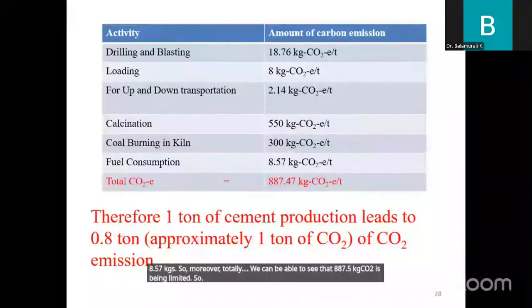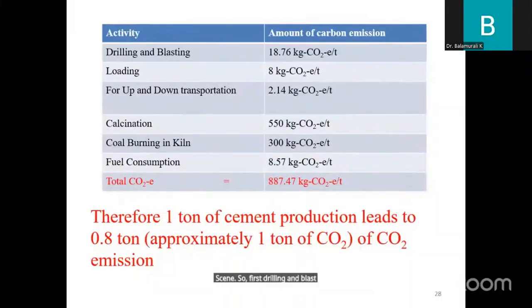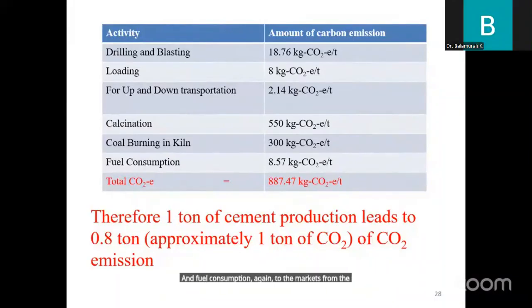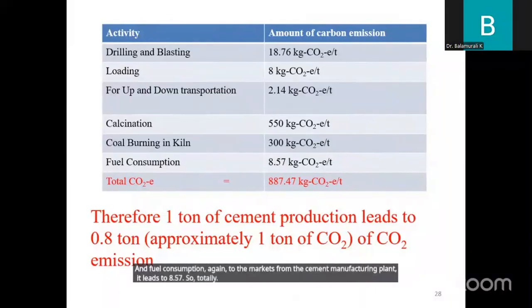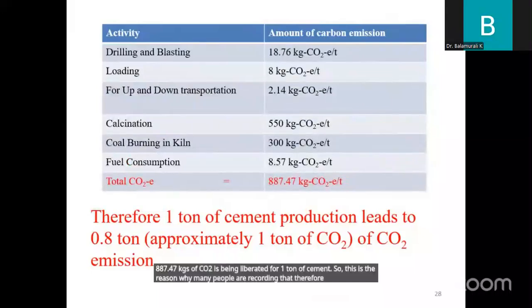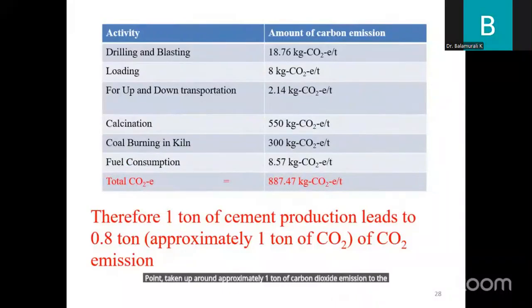So in this table, I have given different activities as well as amount of carbon emission being seen. First drilling and blasting, 18.76 kgs of CO2 per ton. For loading, 8 kg CO2 per ton. For up and down transportation, 2.14 kg CO2 per ton. Then for calcination, it is defined 550. And for coal burning, it is defined 300. And fuel consumption again to the market from the cement manufacturing plant, it leads to 8.57. So totally 887.47 kgs of CO2 is being liberated for 1 ton of cement. So this is the reason why many people are quoting that 1 ton of cement production leads to 0.8 and approximately 1 ton of carbon dioxide emission to the open environment.